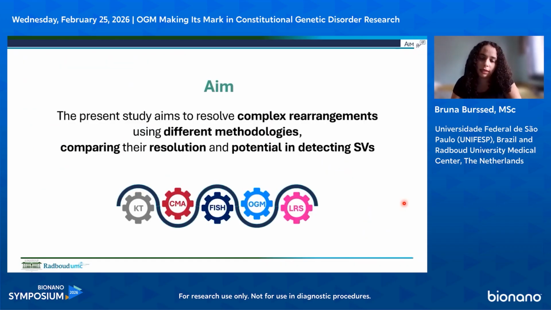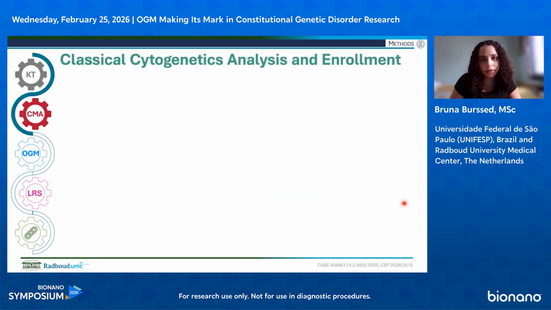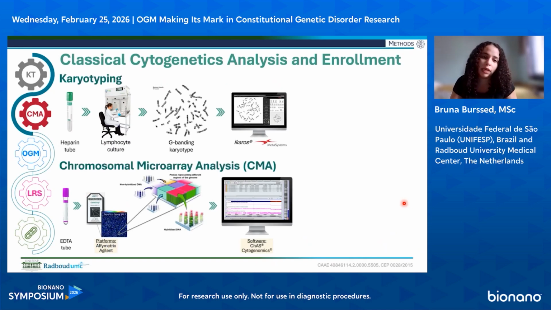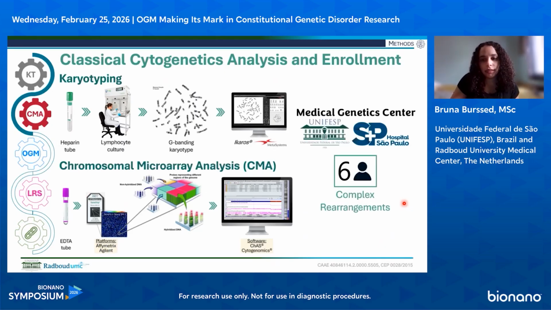The aim of this study is to resolve complex rearrangements using different methodologies, comparing their resolution and potential in detecting structural variants. We started our study with classical cytogenetic analysis. By performing karyotyping and chromosomal microarray analysis, we were able to select 6 individuals that could present complex rearrangements from the Medical Genetics Center at the São Paulo Hospital.